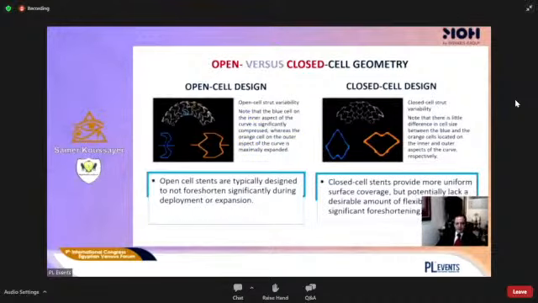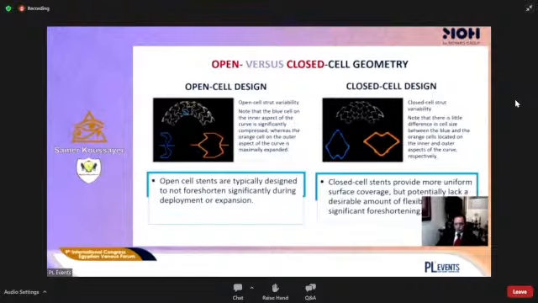The other thing is that open cell stents are typically designed to not foreshorten significantly during deployment or expanding. So the open cell ones don't shorten, they stay the same. This is a very big advantage. Whereas a closed cell design usually provides more uniform surface coverage, as we said before, but they potentially lack a desirable amount of flexibility and suffer significant shortening.